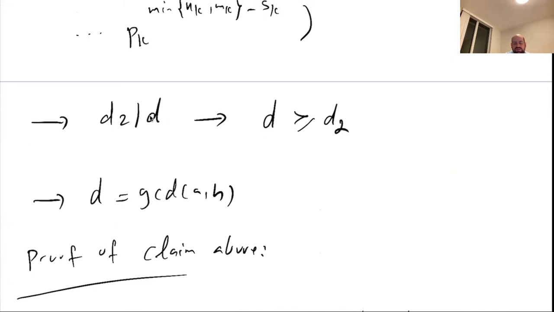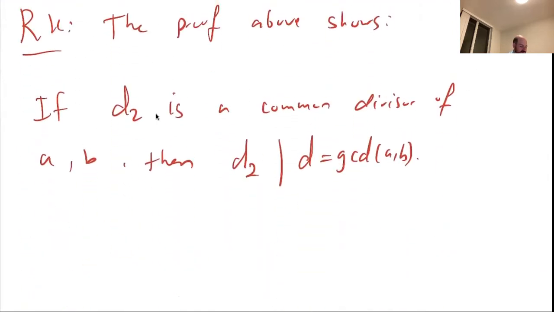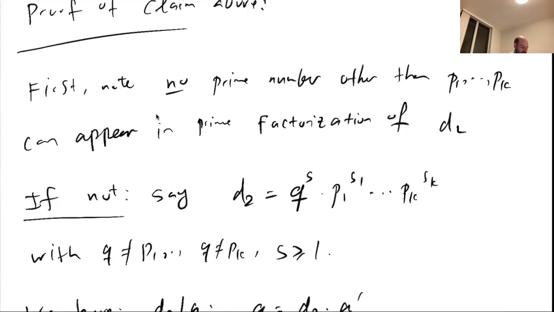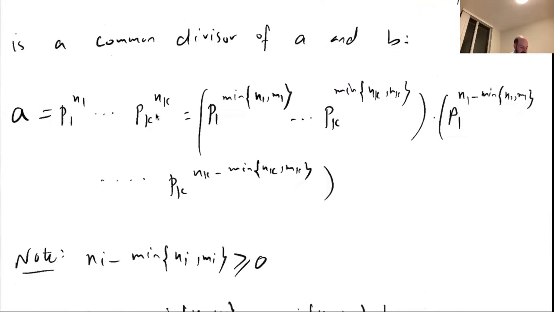D is the greatest common divisor for A and B. So any common divisor of A and B, called D2 here, is a factor of the greatest common divisor, which is denoted by D here. So that's why I said the proof shows that if we have a common divisor of A and B, the common divisor is always a factor of the greatest common divisor. Remember, we had two parts for GCD and LCM. I did the proof for GCD. Now you can do the proof of LCM as an exercise.